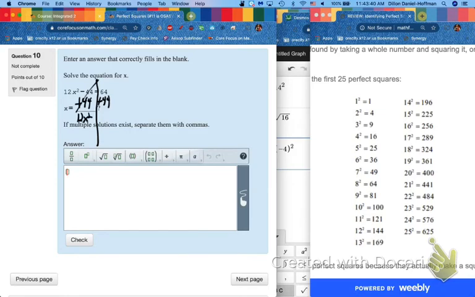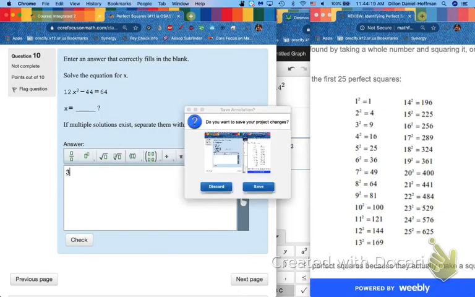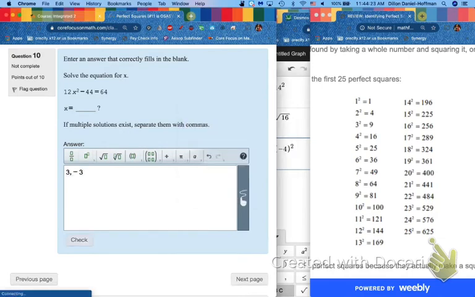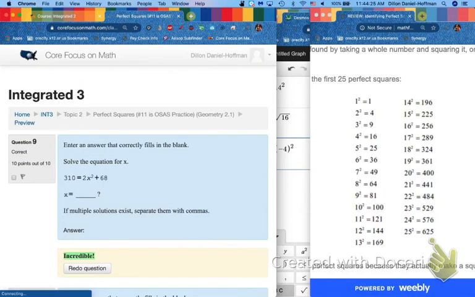12x squared is equal to 64 plus 44, which is 108. Divide by 12. x squared is 9. Square root of 9, another one we've seen so far, is 3. And boom goes the dynamite.